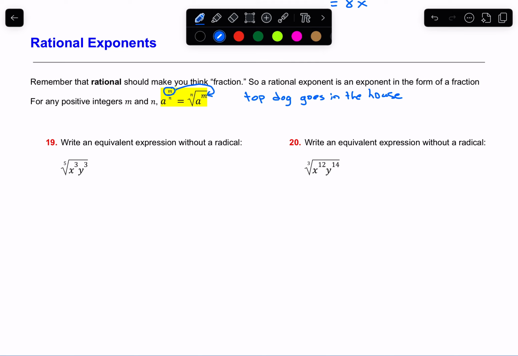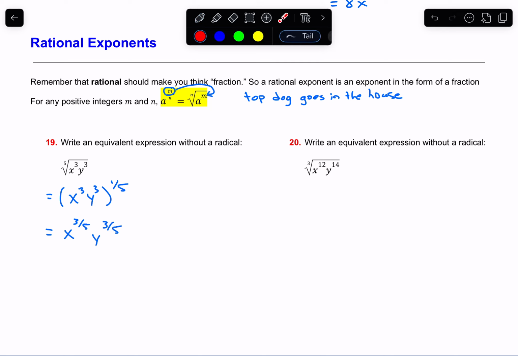Okay, so for number 19, all we're going to do is rewrite these expressions without the radical. We want to use a rational exponent instead. So if we have the 5th root of x cubed y cubed, we can rewrite this as x cubed y cubed to the power 1 over 5, where it's 1 over 5 because we have this 5th root out here. That gives us a 5 in the denominator. But rules of exponents tell us that we can multiply this 1/5 in to each of these exponents on the inside. So this simplifies to be x to the 3 over 5, y to the 3 over 5.